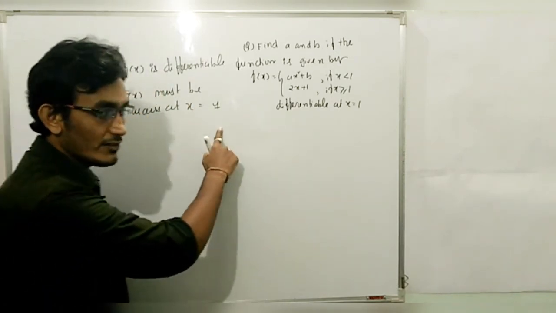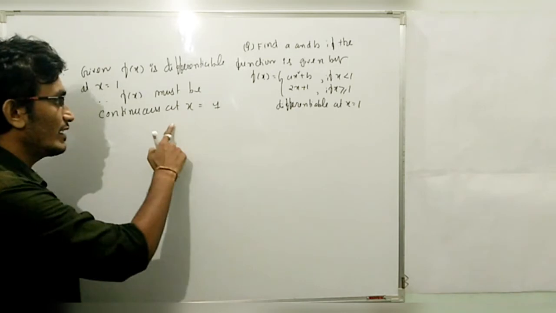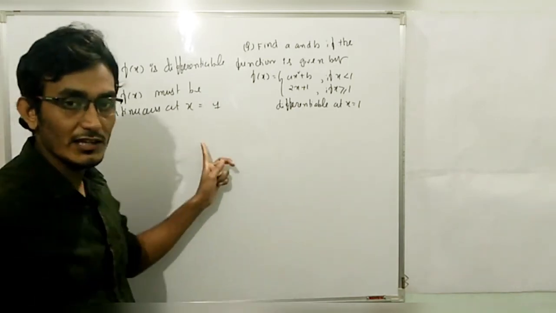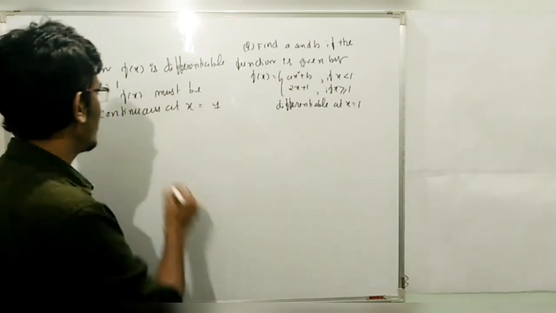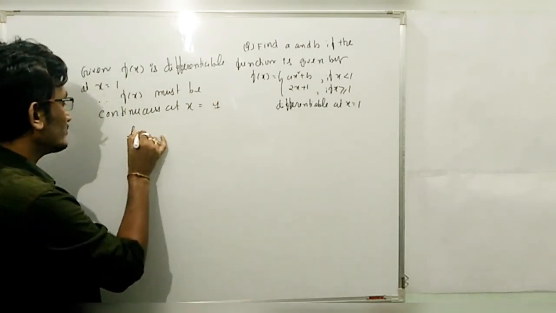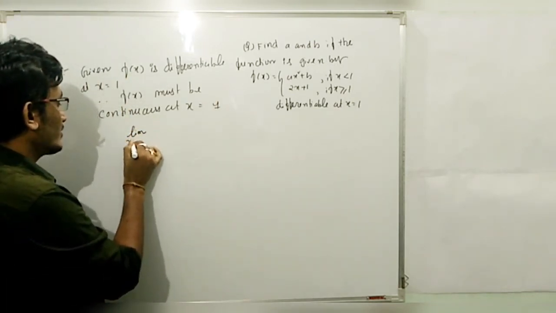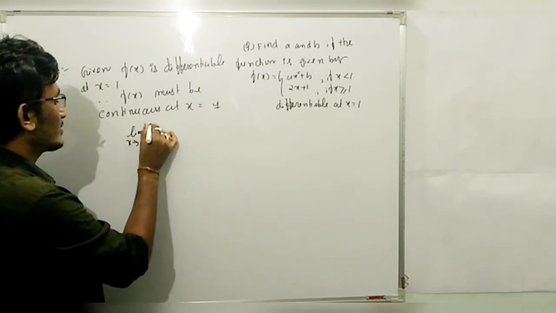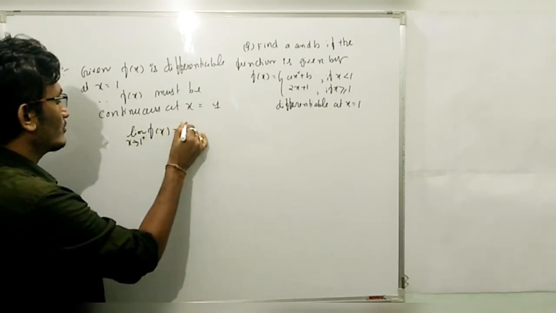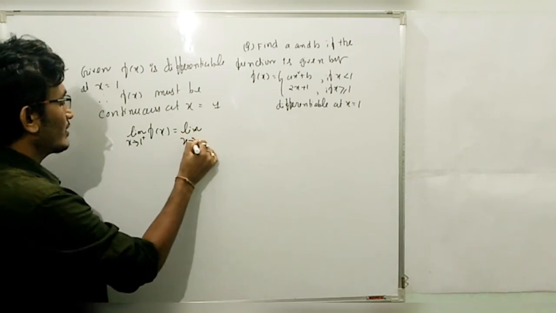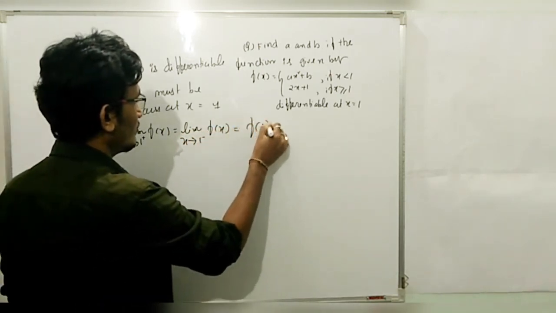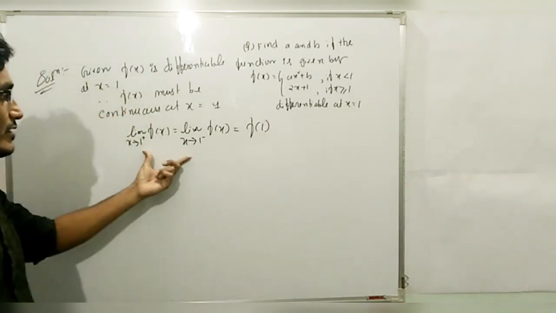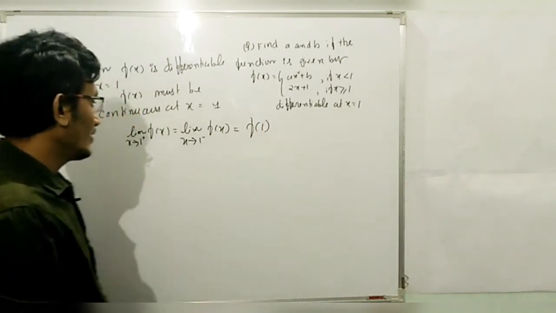And we know that if a function is continuous, it means the left hand limit is equal to the right hand limit is equal to the value of the function at that particular point. That means we can write limit x tends to 1 plus, that means the right hand limit, is equal to limit x tends to 1 minus, that is the left hand limit, is equal to the value of the function. So this is the condition for continuity.